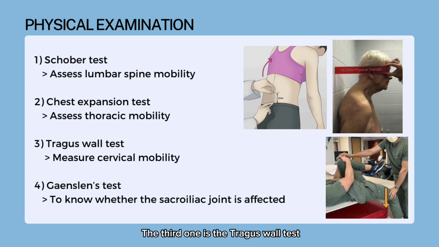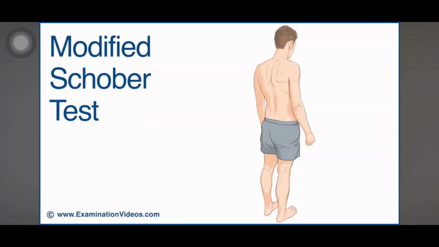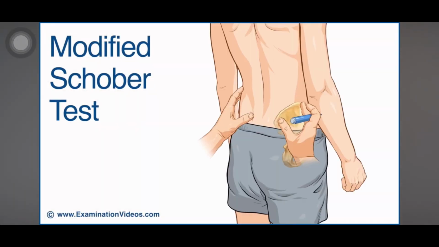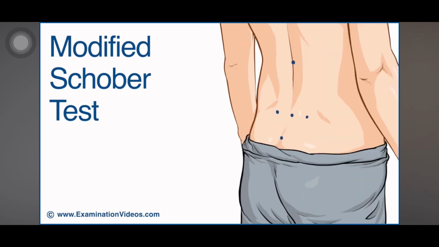The third one is the tragus wall test that will help us to measure the cervical mobility. And lastly is the Schober test. To perform the test, ask the patient to stand with their feet pelvic width apart. Mark the location of the PSISs. Now mark the center point between the two, and then measure and mark 2 inches below the center point and 4 inches above it. This gives you a distance of 6 inches between the upper and lower points.